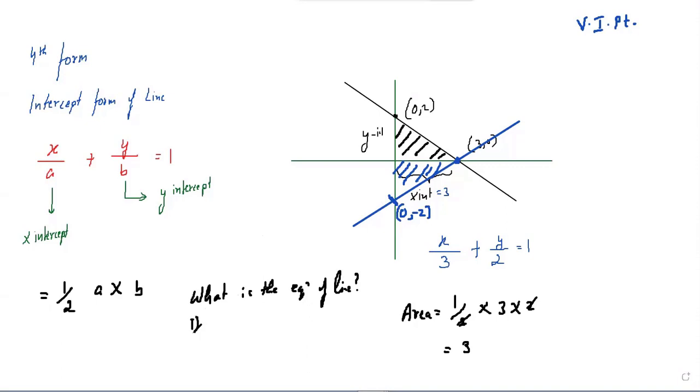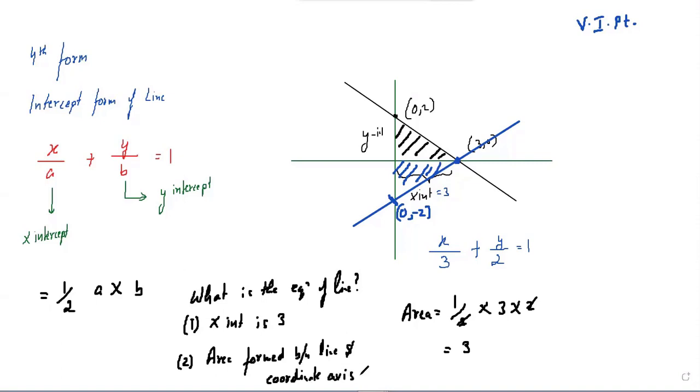If the question says, what is the equation of line? If the first statement says the x-intercept is 3, okay, I know this point. Second says area formed between line and coordinate axis is equal to 6. The data is insufficient. I do not know the y-intercept. It can be 4 or -4, anything. And let's make it 3 right now. So it can be 2 or -2, anything. The data is insufficient. Clear?